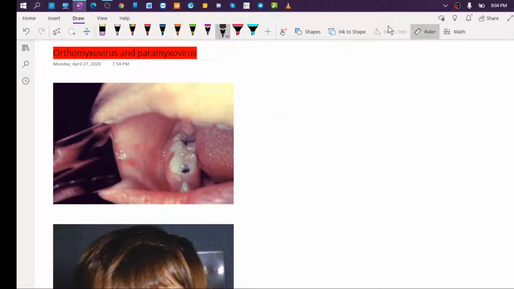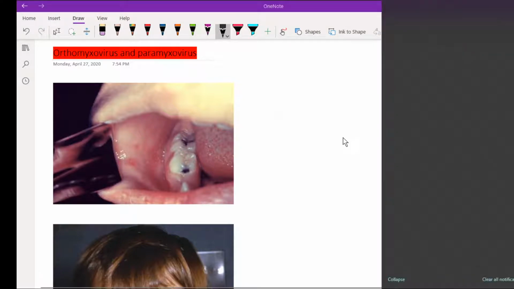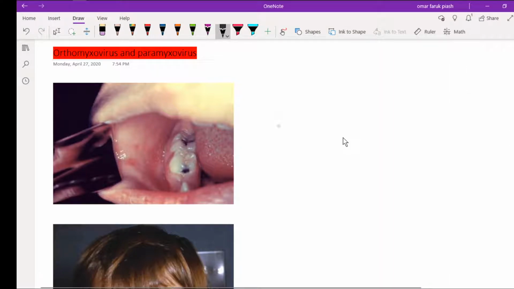Today I would like to describe orthomyxo and paramyxo virus. This is a picture of paramyxo virus. This is a picture of measles. In measles, this is a Koplik spot.